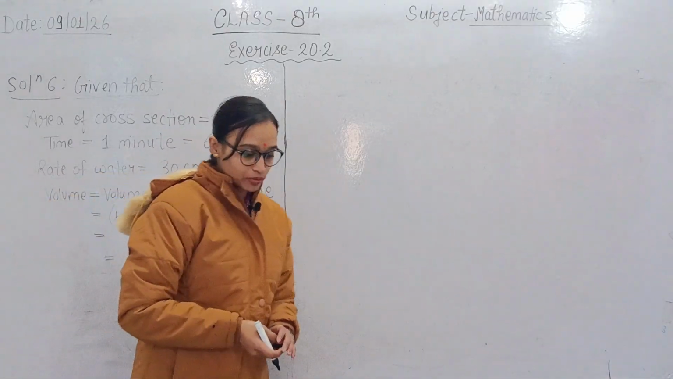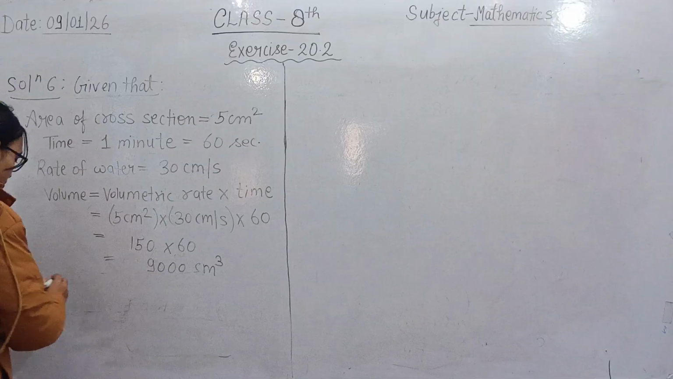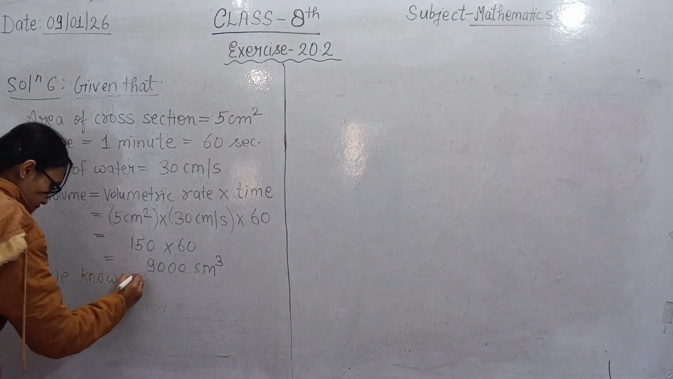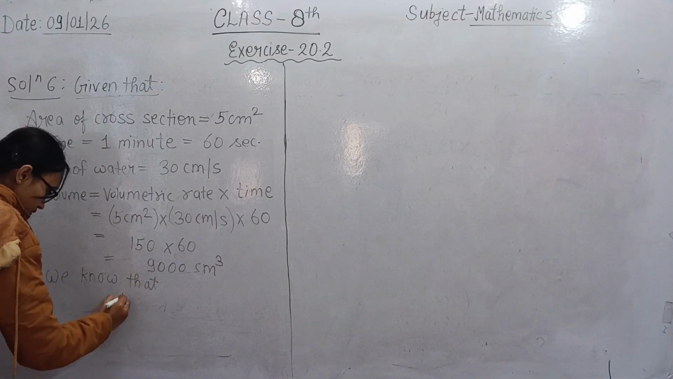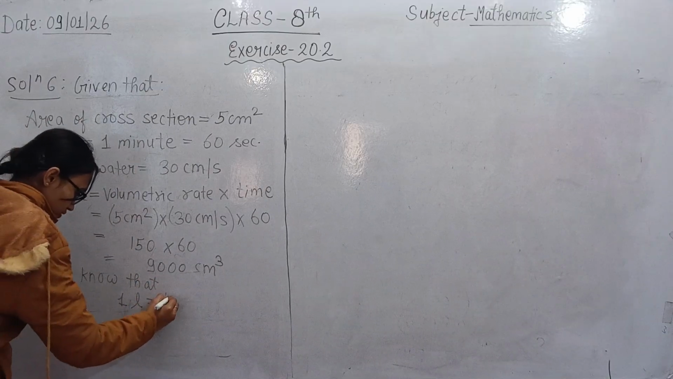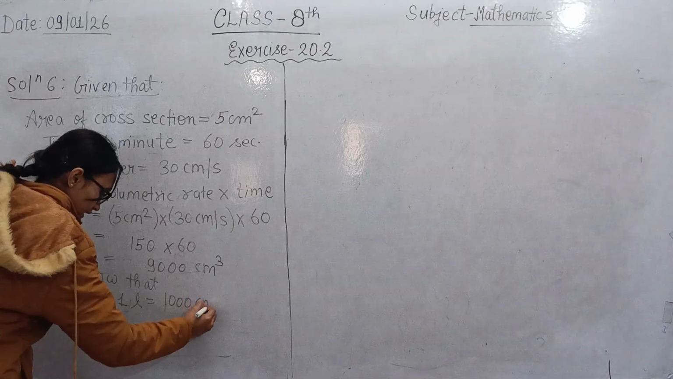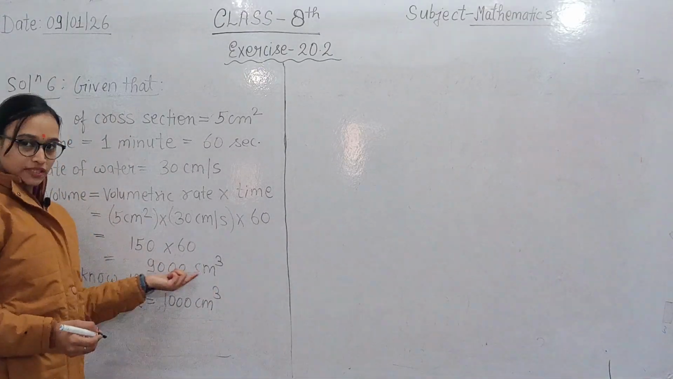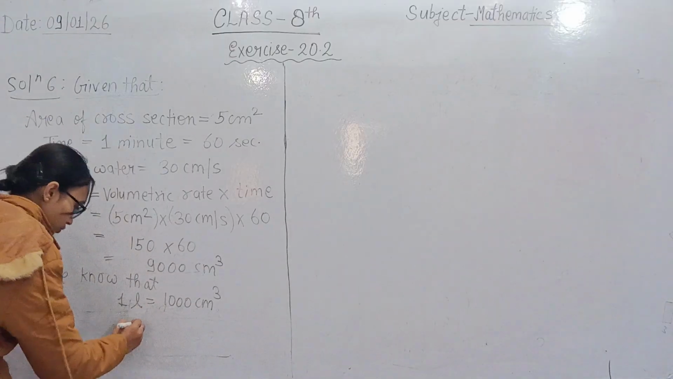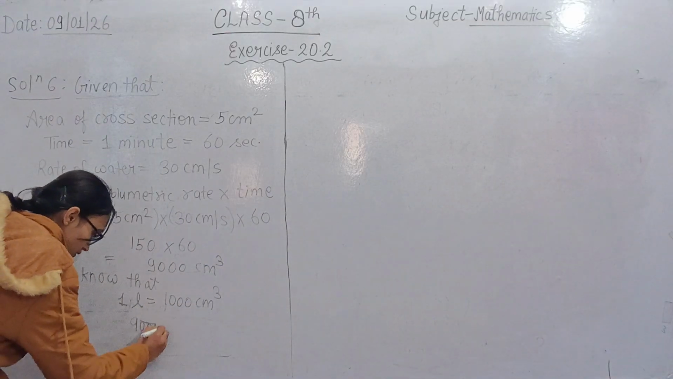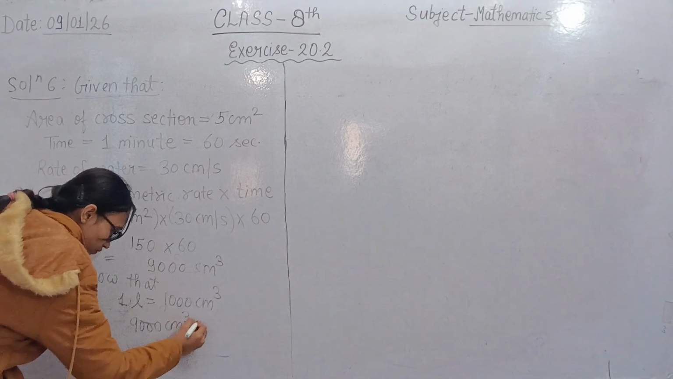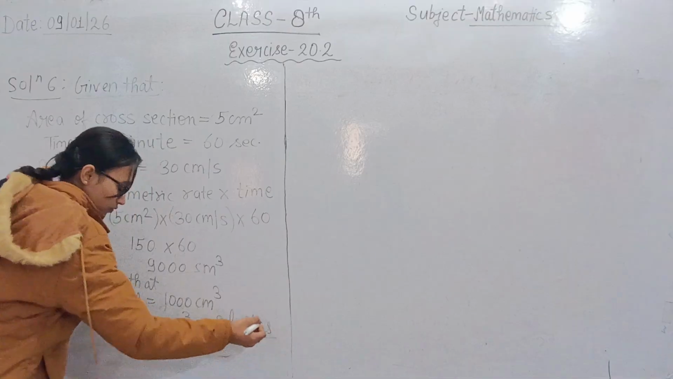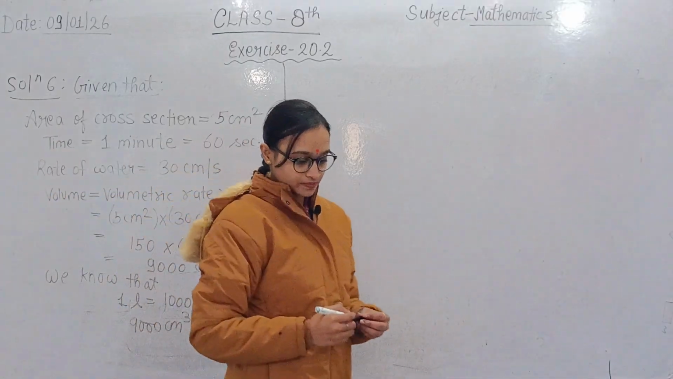But in question we have to calculate in liters, and we know that one liter is equals to 1000 centimeter cube. And volume we have calculated 9,000 centimeter cube, so it will be equal to 9 liter. This is the answer of question number 6.